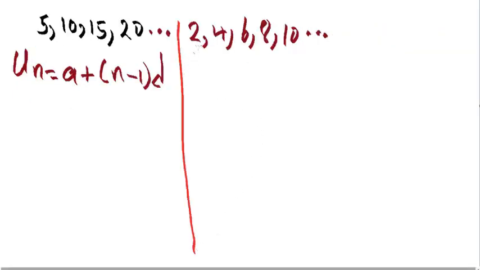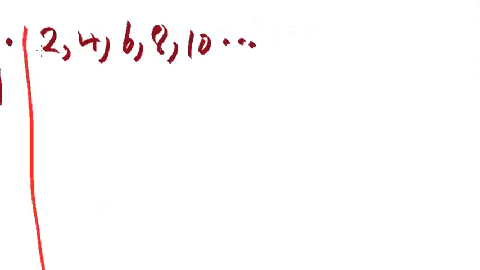If we look at the sequence here, 2, 4, 6, 8, 10, the first term we call u1. The second term, we call u2. The third term, u3. The fourth term is u4. The fifth term is u5, and it also continues like that.